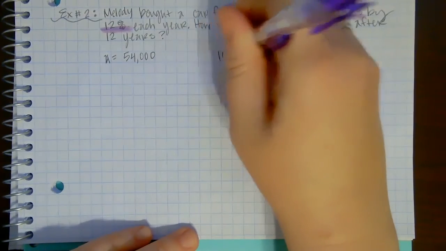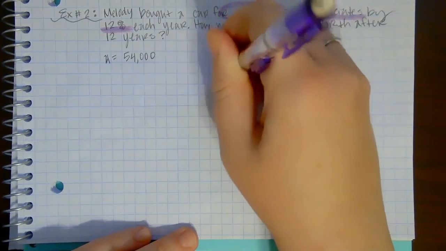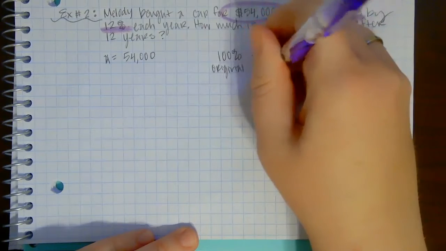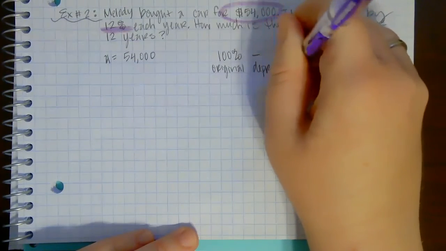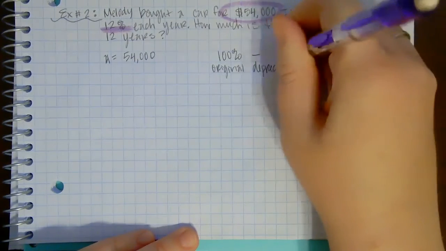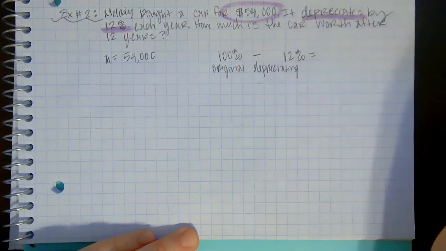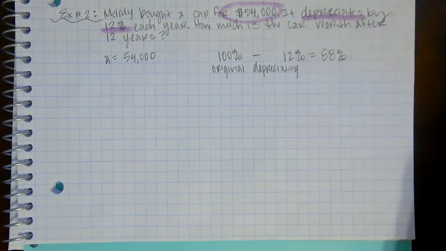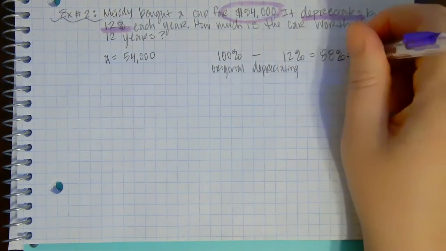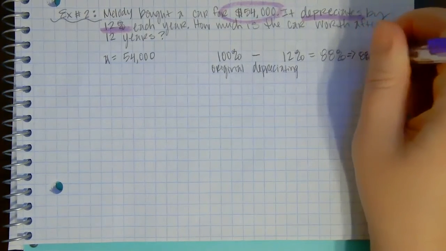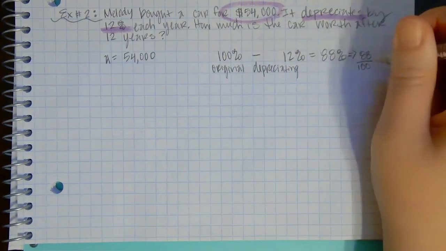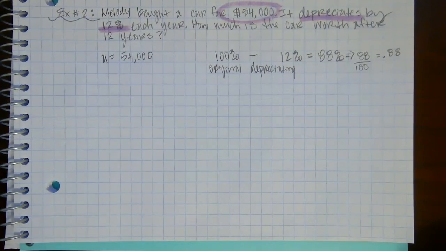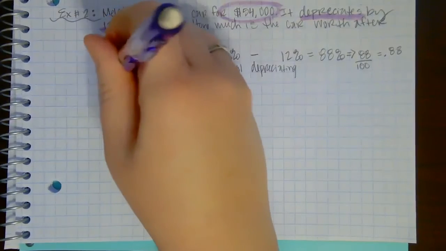Remember, we start with the 100% original. And then it's depreciating, so that's going down by 12%. So 100 minus 12 gives me 88%. And then I want to turn that into a decimal. So remember, percent means out of 100, so 88 out of 100. And 88 divided by 100 is 0.88. That's my B value. Put that under here.